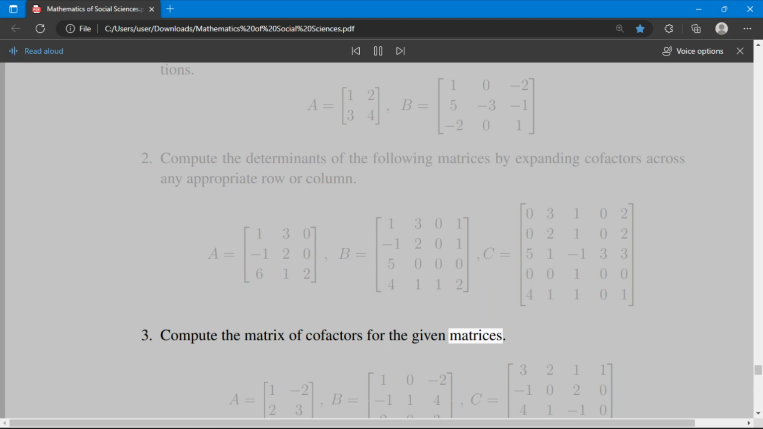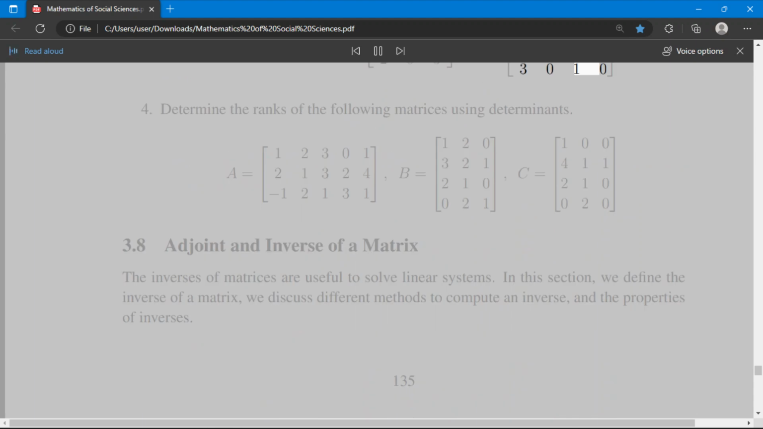3. Compute the matrix of cofactors for the given matrices. A equals 1 2, 2 3. B equals 1 0 2, 1 1 4, 2 0 3. C equals 3 2 1 1, 1 0 2 0, 4 1 1 0, 3 0 1 0.